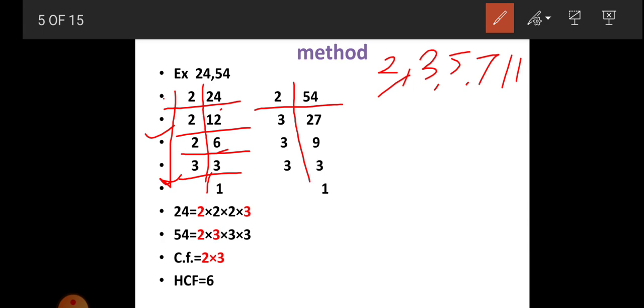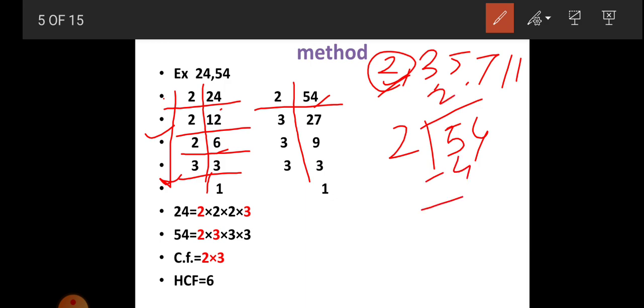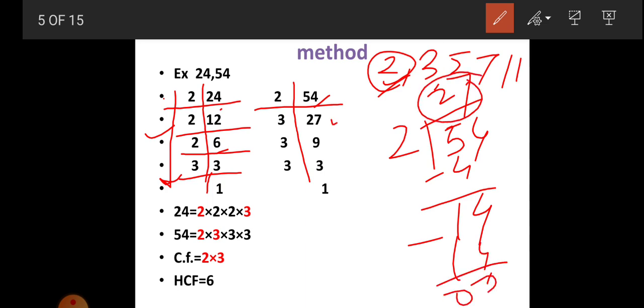Now the next number, 54. Again the last digit is 4, so we divide by the prime number 2. 54 divided by 2: 2 twos are 4, 2 sevens are 14. Exactly divisible. Then 27 we write here below 54. Now 27: which table comes 27? Prime number 3. 3 nines are 27.